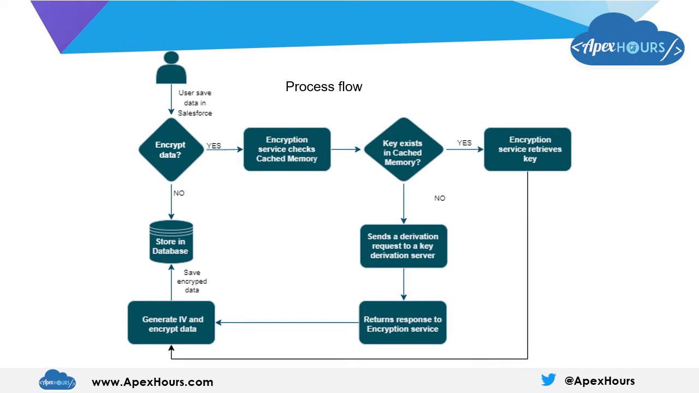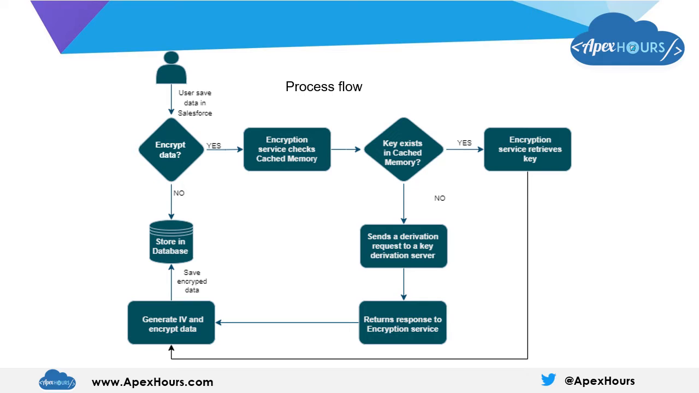Let us see how this encryption works behind the scenes. When a user saves data in Salesforce, consider an example of a custom field. The first check done internally is whether encryption of that particular field is required or not. If it is not required, then the data is stored in the Salesforce DB. If encryption is required, then the rest of the work is done by a service called the encryption service. The first step for this encryption service is to check for a data encryption key.